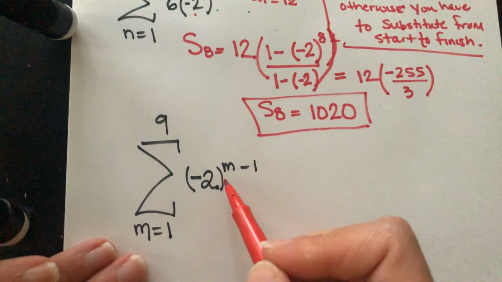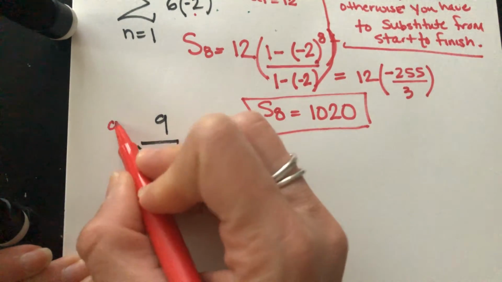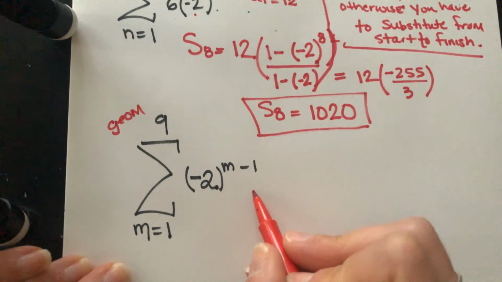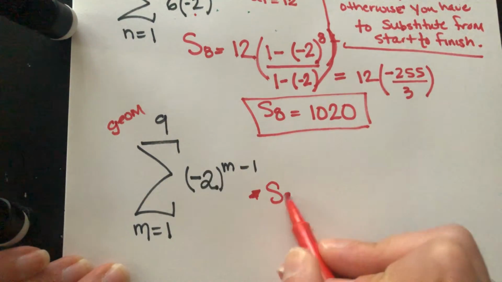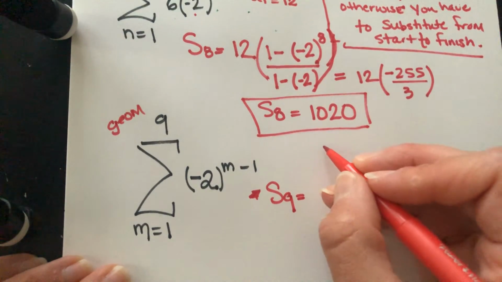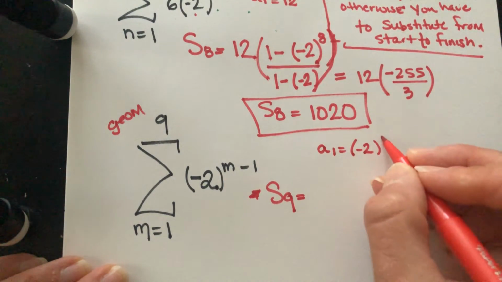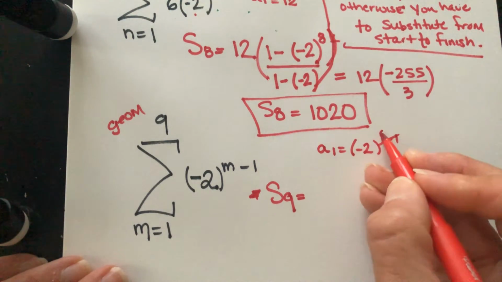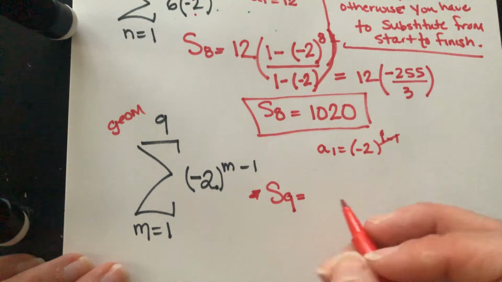All right, so again, geometric. This is geometric because it has this. So looking at our thing, we want S of 9 terms equals, all right, so we want to find the first term. So a1 equals negative 2, 1 minus 1. So this becomes 0. We all know anything to the 0 power is 1.